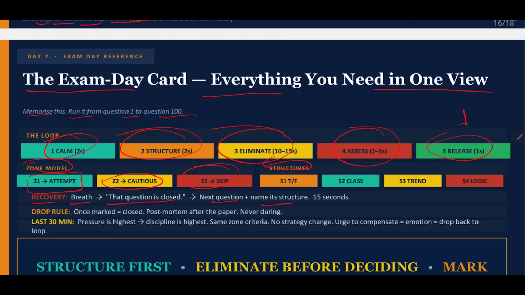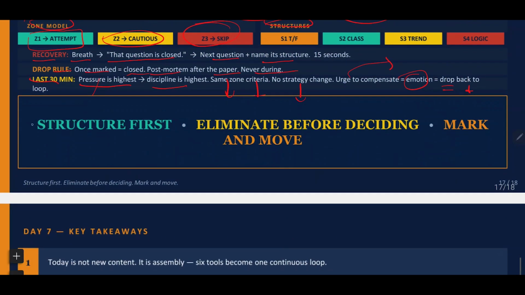15 seconds. So the drop rule: once marked closed, postmortem after the paper, never during. And in the last 30 minutes, pressure is highest, so discipline should also be highest. Same criteria, no strategy change. The urge to compensate, the emotion, is equal to a drawback to the loop, right? So structure first, eliminate before deciding, and mark and move.